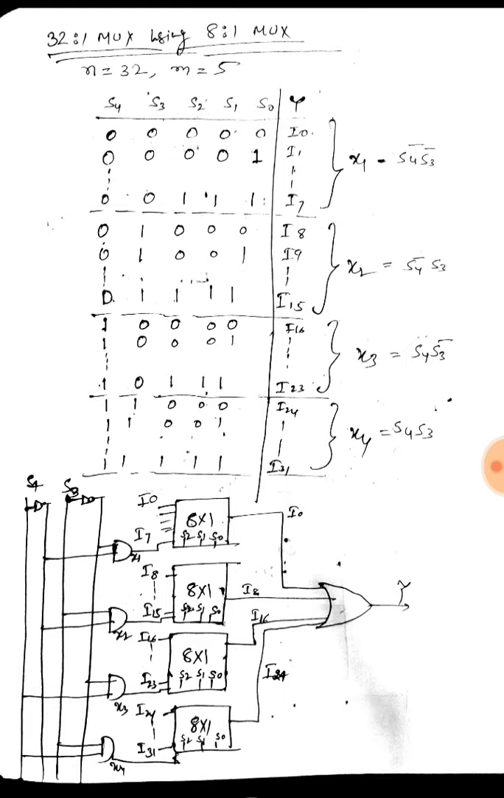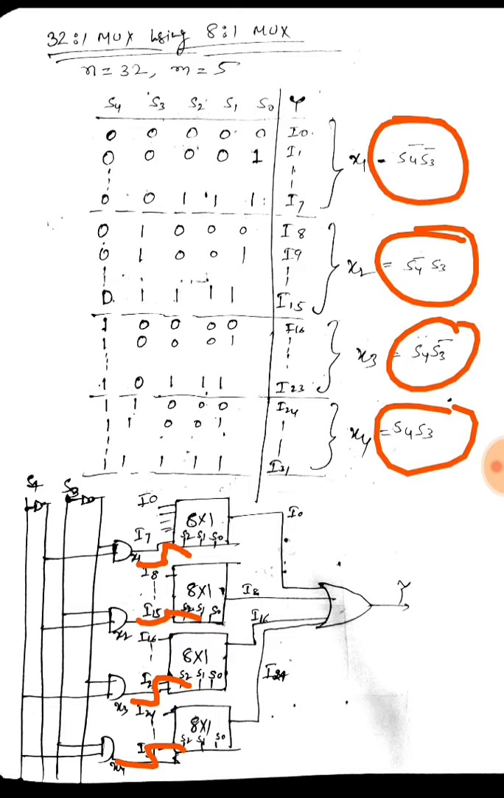So when I represent it using the diagram, I will have 4 8:1 mux with 8 inputs each and 3 select lines, and an enable which is connected to the AND gate, and the inputs of the AND gates are these combinations. That is, for the first AND gate I would use S3 bar into S4 bar, and if these are the inputs, then this enable line would be high, and this multiplexer would start working.